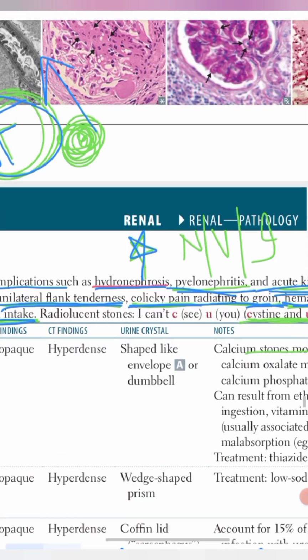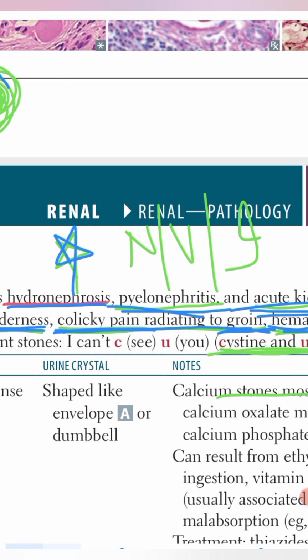The other clinical features include nausea, vomiting, or ileus. Ileus means that there will be no bowel sounds.